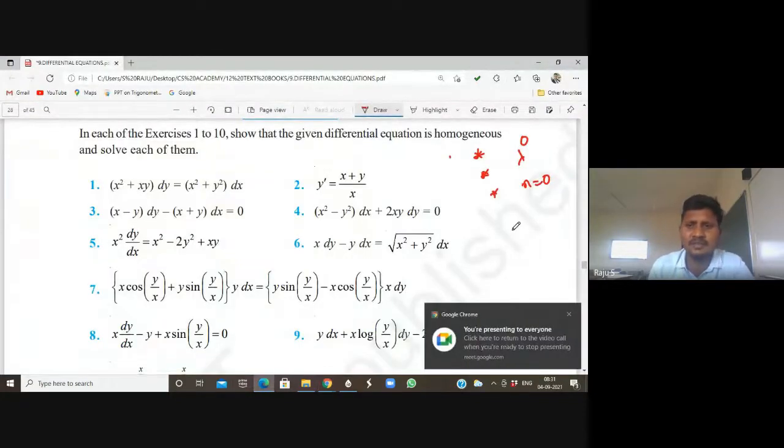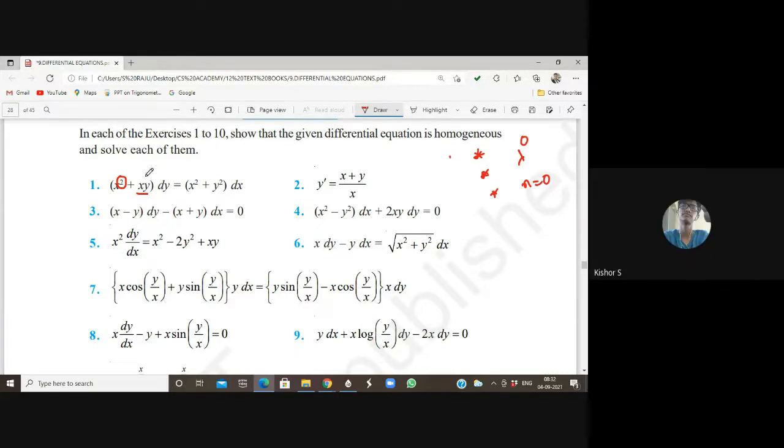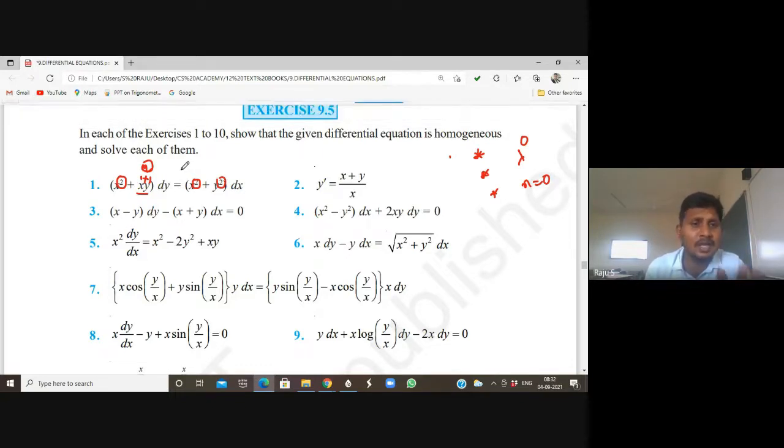Now let us see the first one, whether it is a homogeneous differential equation or not. How to check that? What is the degree here? 2. What is the degree of the second term? No, it is not 1. It is also 2, because x power 1, y power 1. Whenever there is a product, you can add both the powers. It is 2. Now, all the powers of the given terms are equal to 2, so that is a homogeneous differential equation.